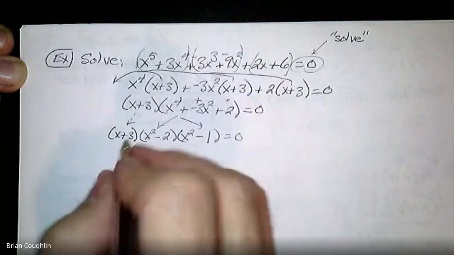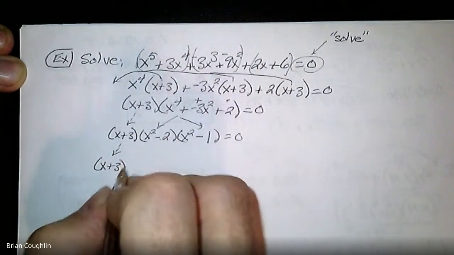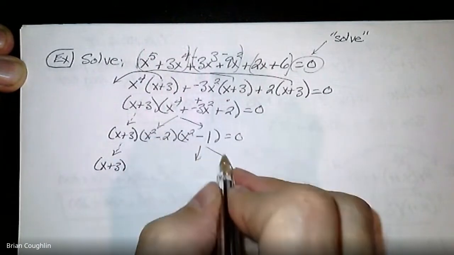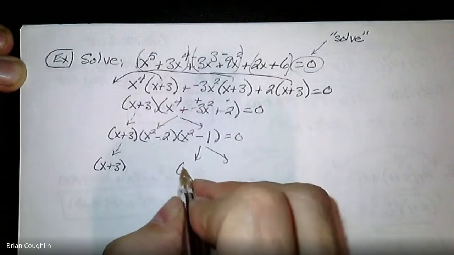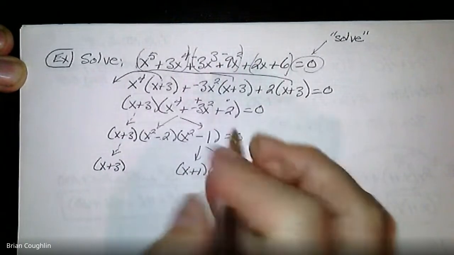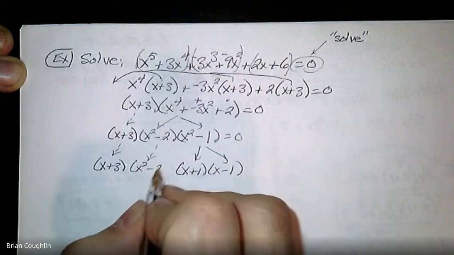Now, do these factor? This one definitely does not. This is x plus 3. This thing doesn't seem to factor. We'll skip that for a second. This one does. This is difference of two squares. It's x plus 1, x minus 1. And I'm just going to keep this one as is, x squared minus 2.